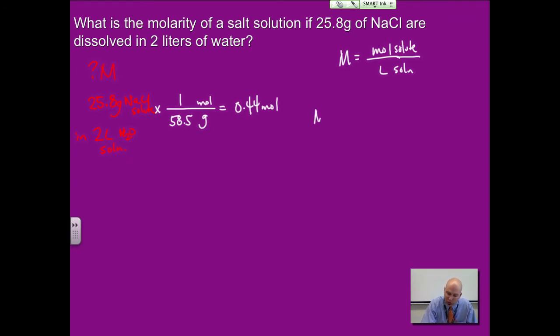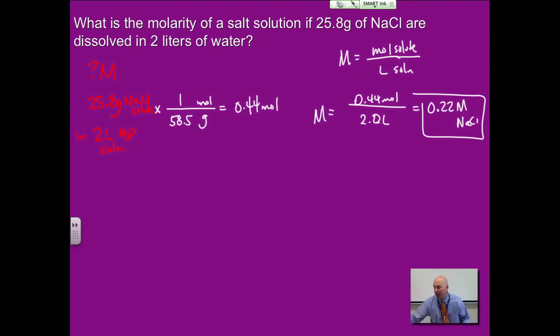And so to solve for molarity, I'm going to take that 0.44 moles divided by my liters, of course, 2 liters, 2.0 liters, let's say. Do that dividing and I get 0.22 molar NaCl solution. All right, there's my molarity example.